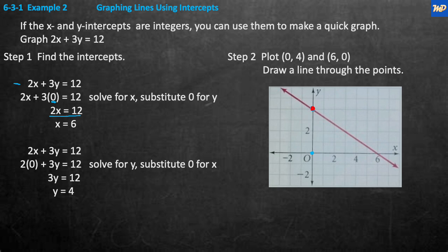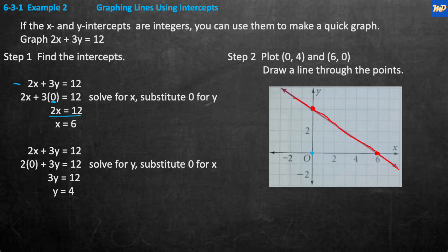And the next one is 6, comma 0. So x is 6 and y is 0. Okay. And then if you drew your line, it would obviously be right through here. So it quickly helps you determine your line, doesn't it?